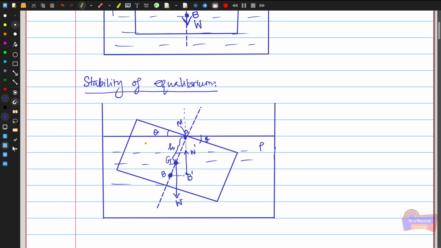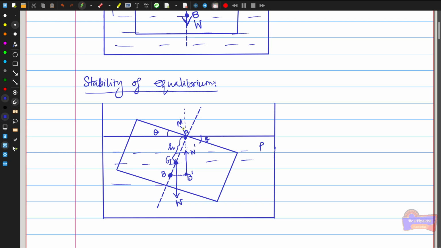Therefore, the center of buoyancy force shifts a little. Let us say B is the original position, and due to this small perturbation of angle theta, we have a small shift of the buoyancy force. That means from here to here, let us take this point as B prime, so that the vertical line drawn upwards from B prime meets the axis of the object at some point. Let us take this point as M.